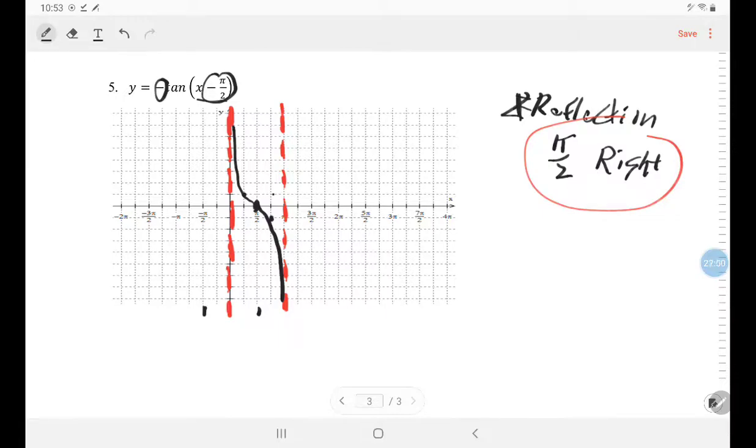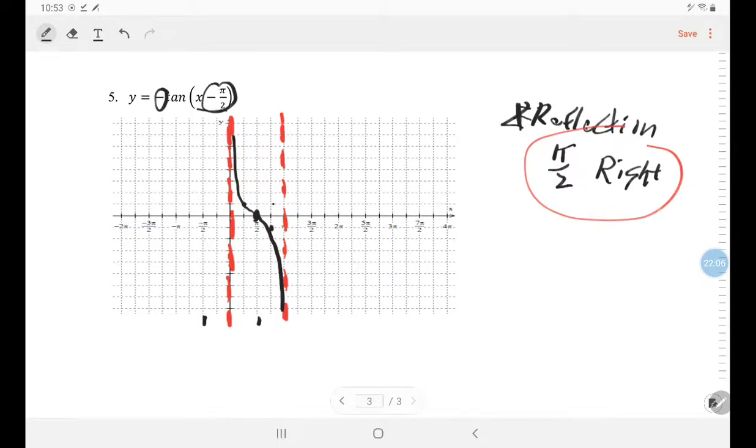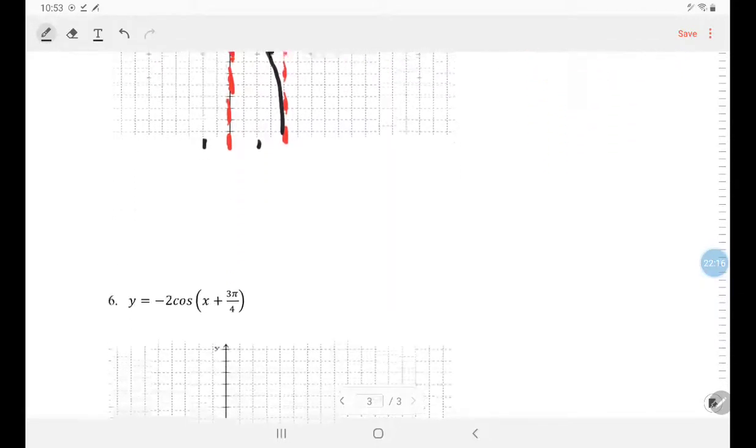Little kick for you later on. We'll talk about the graphs of like the secants, the cosecants, and whatever. When you do that reflection and you also do that phase shift right of the tangent function, this is really also the graph of the cotangent function. But again, another day, another time.